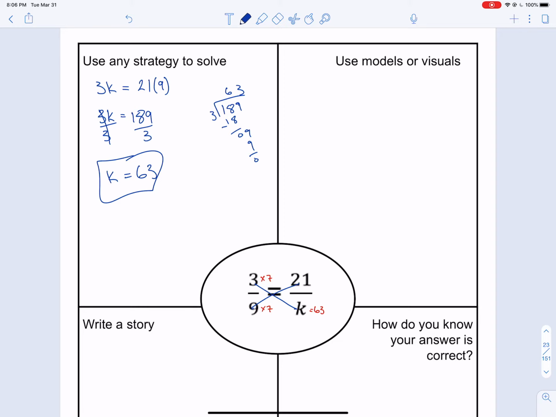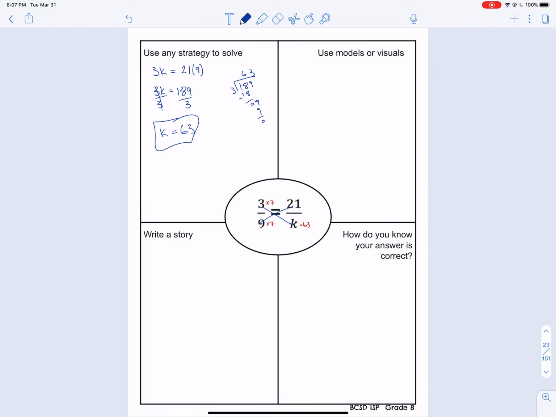This one worked out nicely both ways. I think it was a little faster to think of equivalent fractions, but again, if you have a decimal, it's not always going to work out that nicely. So choose whichever one you like, and then fill in your boxes with the rest. All right, so that's it for day 1.